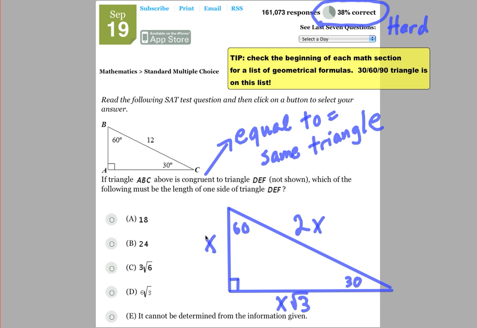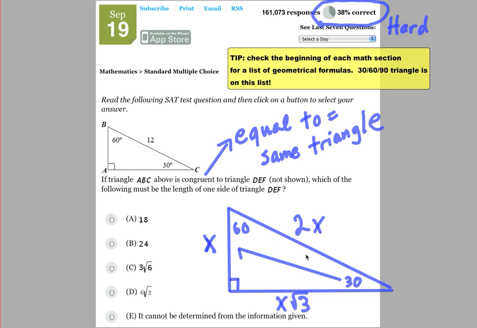Also remember that the lengths of the sides are directly proportional to the measure of the angles opposite them. So x root 3 is the middle side because it's opposite the middle angle, or x is the smallest side. X is the smallest side because it's opposite 30. And then of course 2x is opposite the largest angle, so it's the largest side.